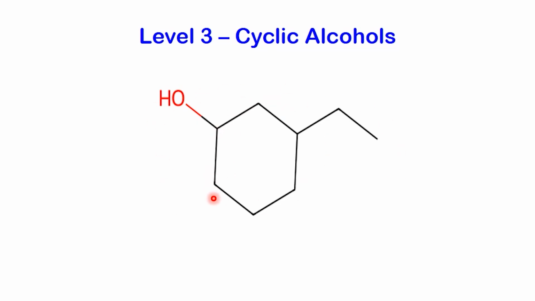Now let us consider cyclic alcohols. In these molecules, the carbon atoms form a ring. There is one important rule. The carbon bonded to the hydroxyl group is automatically carbon 1. Because of this, we usually do not write the number 1 in the name. Its position is understood.